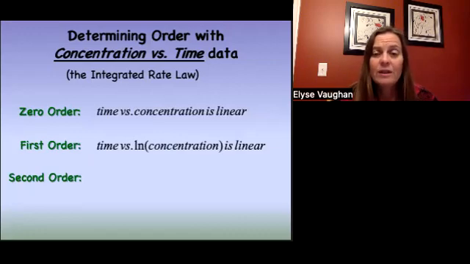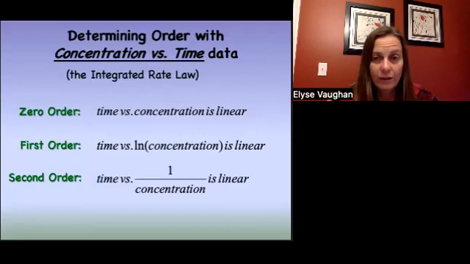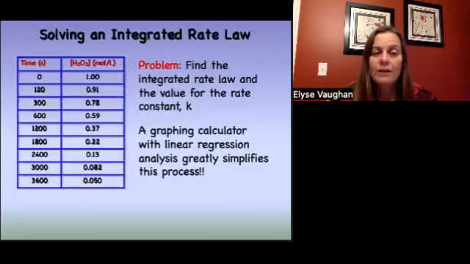For first order reactions, time versus the natural log of concentration is going to be linear. So we're graphing to figure out what our order is going to be. And for second order reactions, time versus 1 over concentration is going to be linear. And so when we're given data like we are here, where we're given time and the concentration of either a reactant or a product, in this case we can tell it's a reactant because it's disappearing, and we're asked to find the rate law.